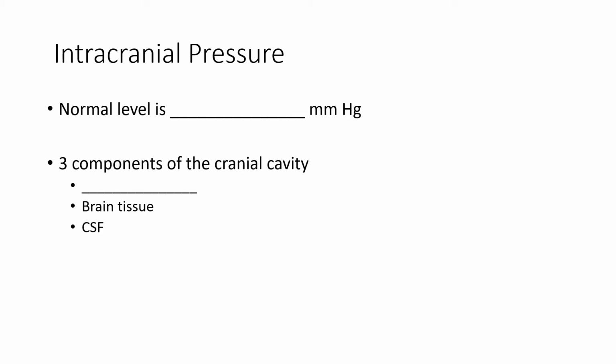The body naturally helps in two ways. The cerebral spinal fluid can be shunted to the spinal subarachnoid space, and with hyperventilation, it constricts the cerebral blood vessels, so it decreases the amount of blood flow coming in. So those are your two natural ways. If those cannot help, that is when a person is said to have increased intracranial pressure.